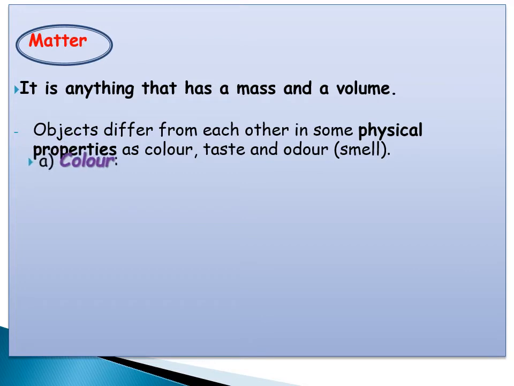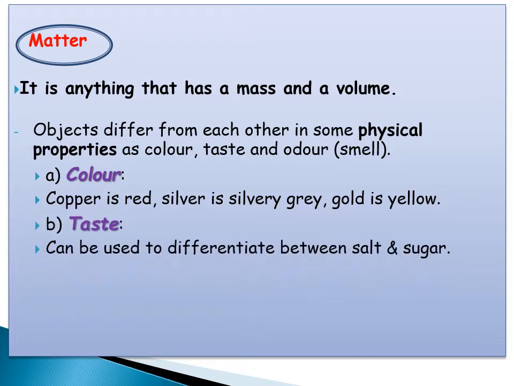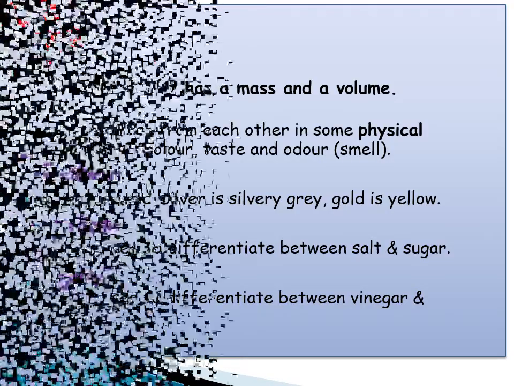We can use color to differentiate between copper, silver, and gold, as copper is red, silver is silvery gray, and gold is yellow. And we can use the taste property to differentiate between salt and sugar. Also, we can use smell to differentiate between vinegar and perfume. So there are some physical properties like color, taste, and smell. We can use them to differentiate between different matter.